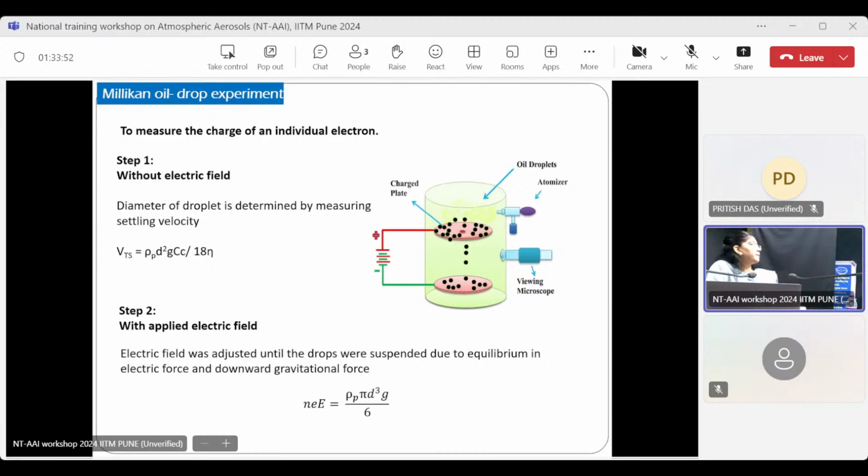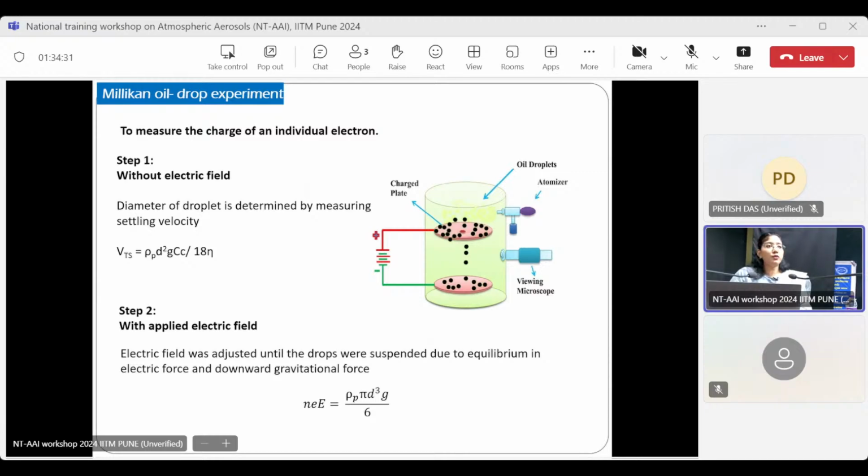In the second step, they applied the field, and then they used the same equation, equating the electrical force with gravity. And from this equation, since the diameter has been determined in the first step, you can find the charge. Okay, so using this simple principle, this experiment gave the charge of the electron. Next, this completes the basic premises of the physics for this electrical behavior.